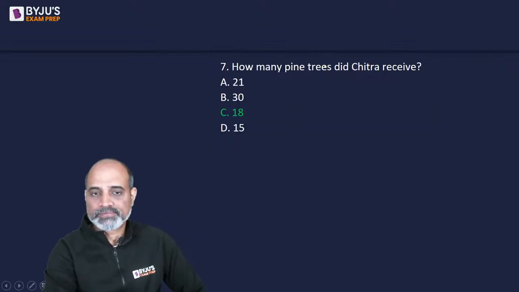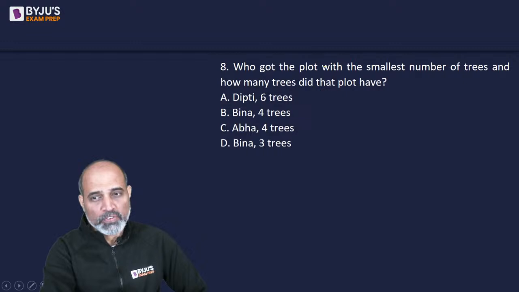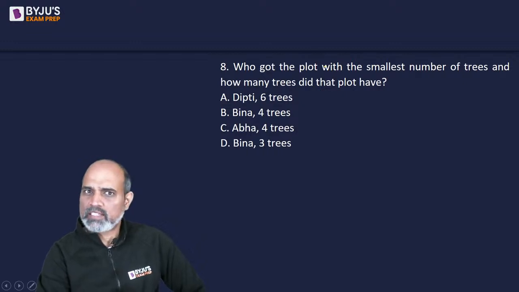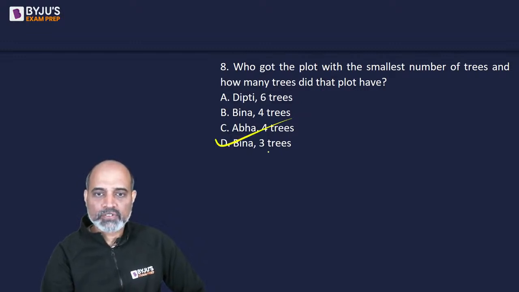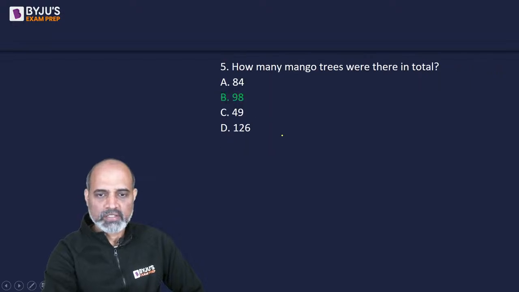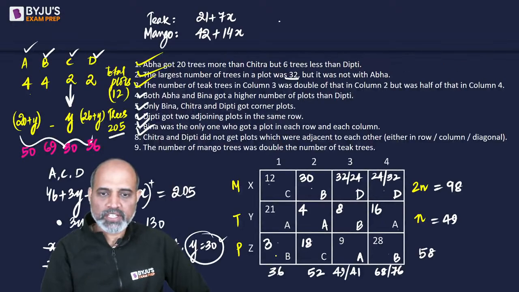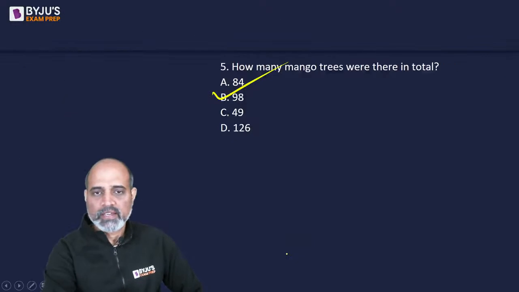So 18. Who got the plot with the smallest number of trees? I think it was the leftmost bottom corner, Bina, with 3. And how many trees did that plot have? 3 trees, right? When this corner one came out, it was 3. Okay.